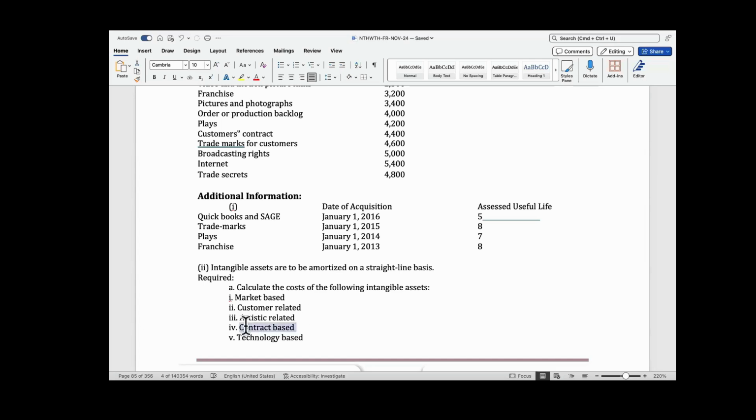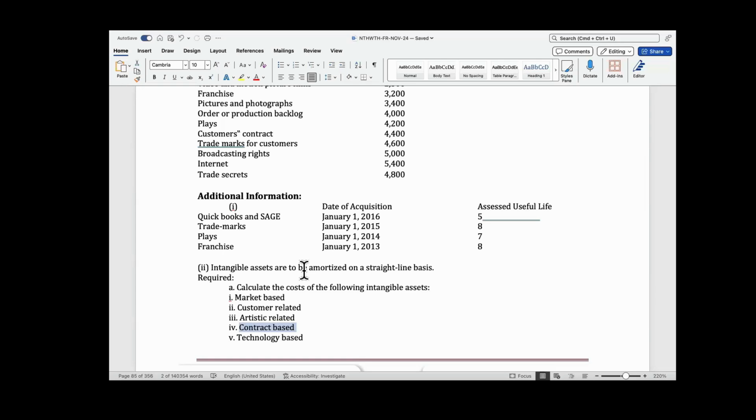I think patents relate to an intangible asset, the intellectual property of a particular company. Contract based? It's actually subjective, so I can't say somebody is right and somebody is wrong. So I can put it in contracts.